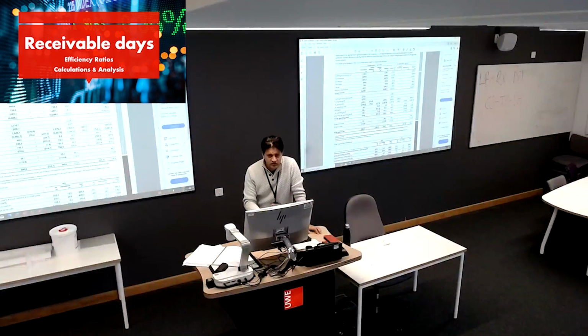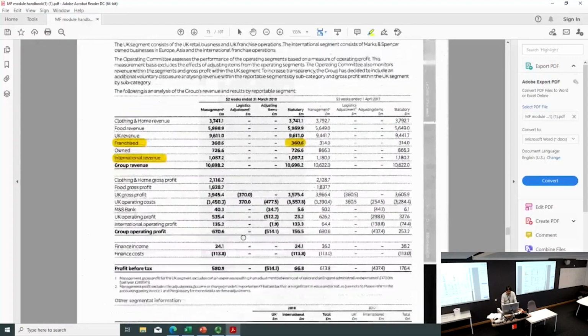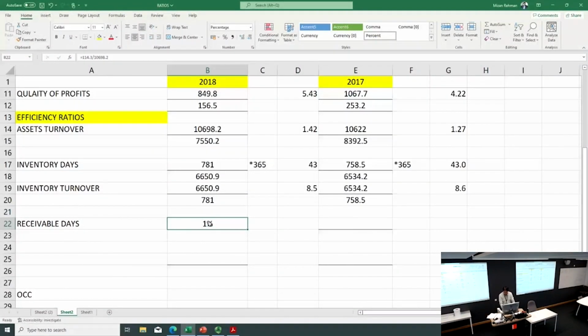For M&S, this ratio is not relevant, it's not significant, but I will calculate it anyway. If you look at their segmental reporting, these are the two areas which could be on credit, franchisees. So they're selling to the franchises, or maybe international revenue. If I do that, even because it's not significant, the debts are too small, so I'll just take the whole figure. I know it's incorrect, but that's the only time we are calculating this ratio, so I'll do it.